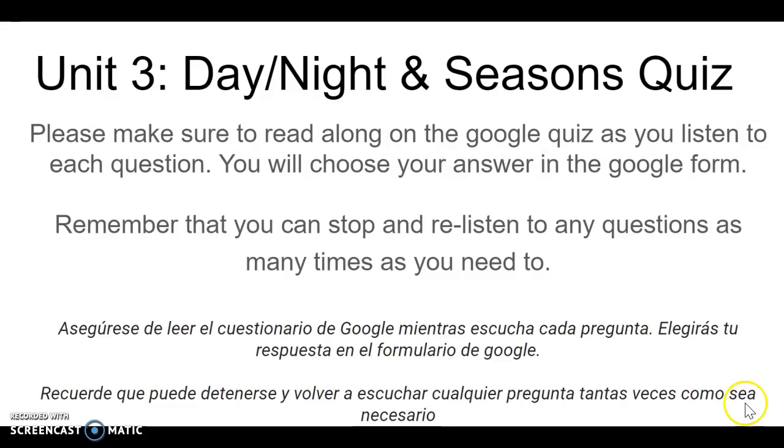Remember that you may go back and listen to any question again, or scroll back and look at any of the diagrams again. When you are done, make sure that you submit your quiz in Google Classroom.